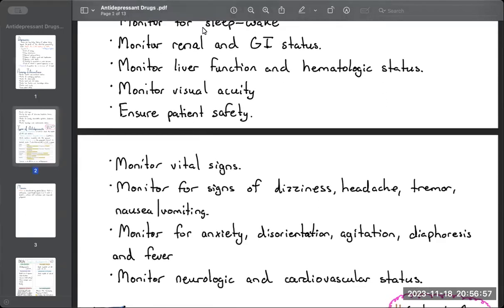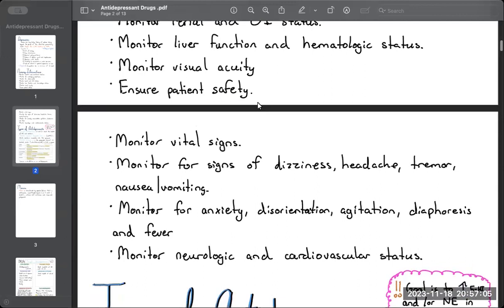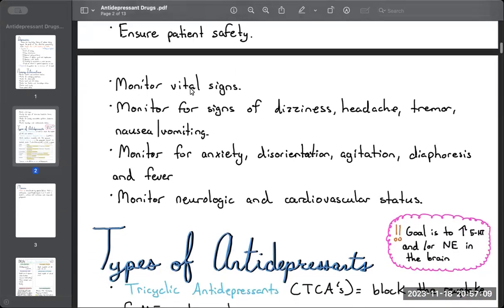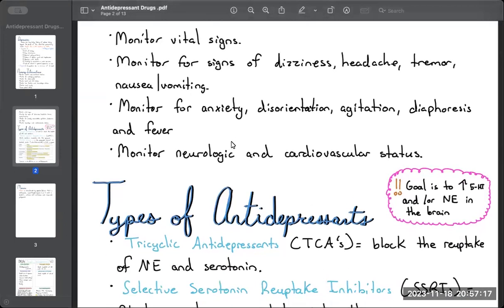Monitor their renal and GI status, right? We always want to make sure that how are they doing, right? Are they hydrating themselves? Are they going to the bathroom? We want to look at their liver functions and hematologic status. Okay, we want to know how they're doing. We want to make sure we ensure patient safety, monitor vital signs, right? We always want to see are any changes going on from the baseline.